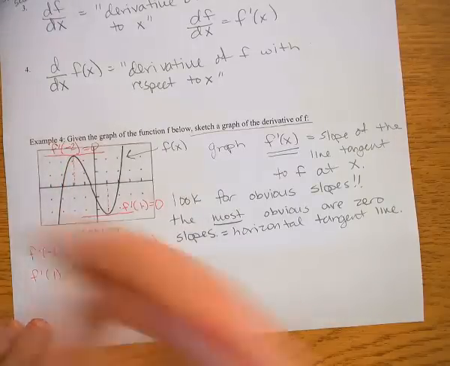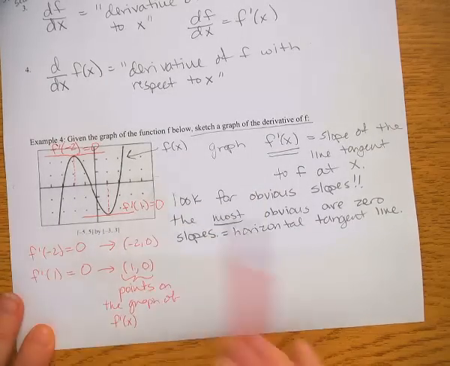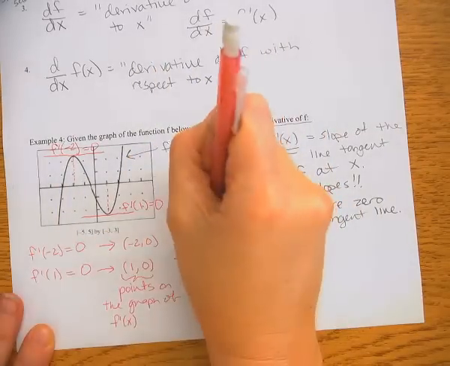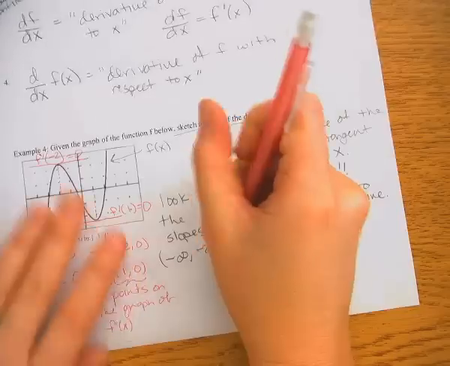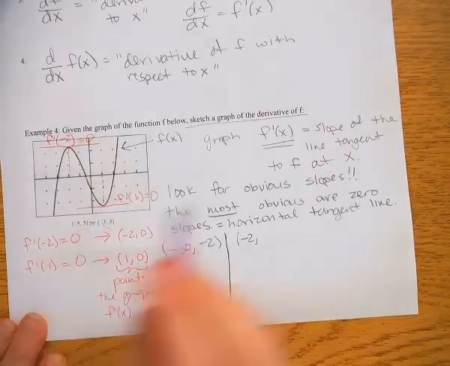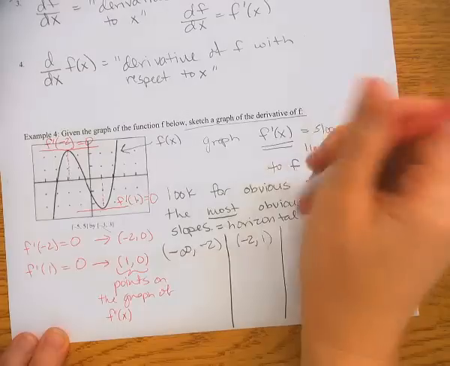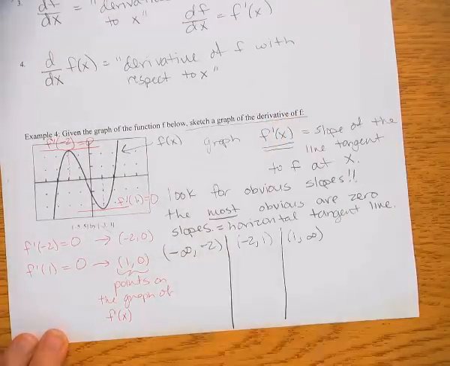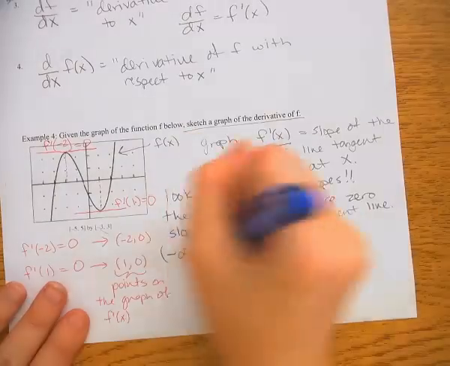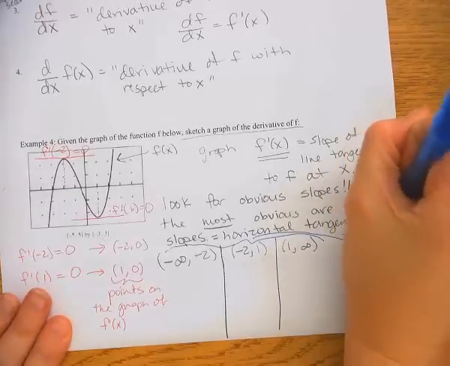So let's make a little chart here, because I noticed that this graph goes all the way from negative infinity to positive infinity. So let's have it go from negative infinity to that first 0 slope, negative 2, and then from negative 2 to the second 0 slope, which was at 1, and then from 1 to infinity. And these, by the way, are just intervals of x values.